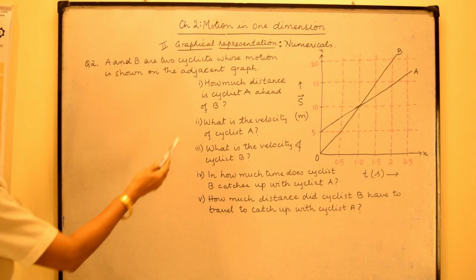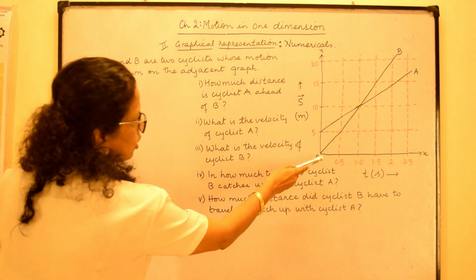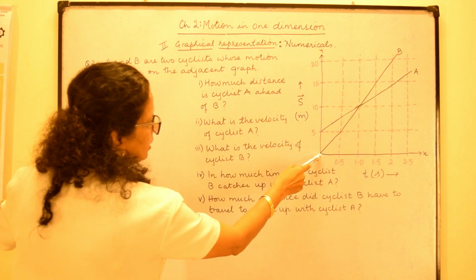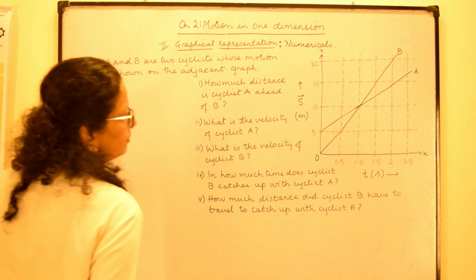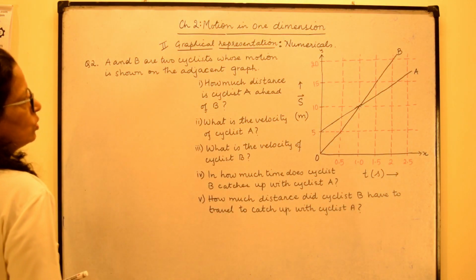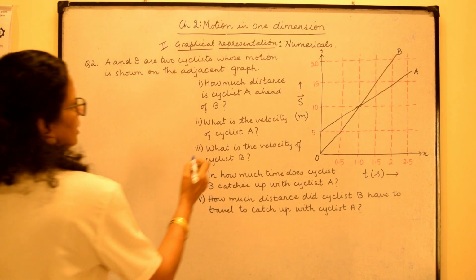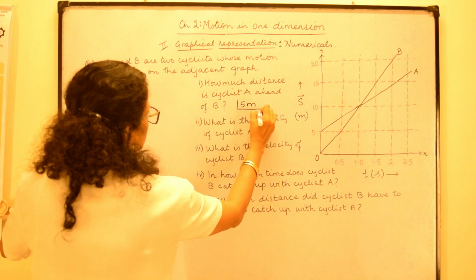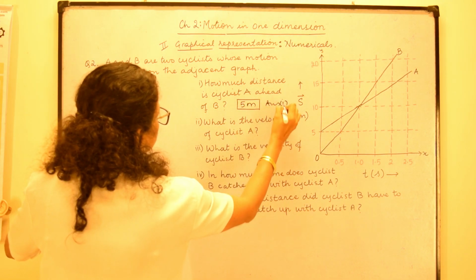The first subpart says how much distance is cyclist A ahead of B. When we started with a stopwatch at 0 time, B is at 0 displacement and A is already at the 5 meter mark. And so A is ahead of B by how many meters? It is 5 meters. So this is your answer 1.